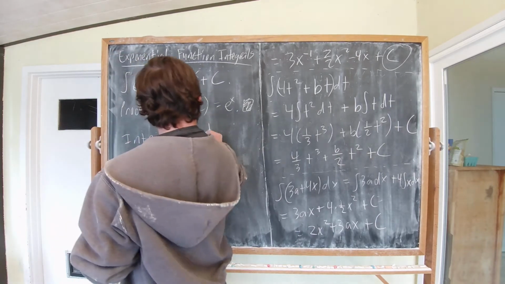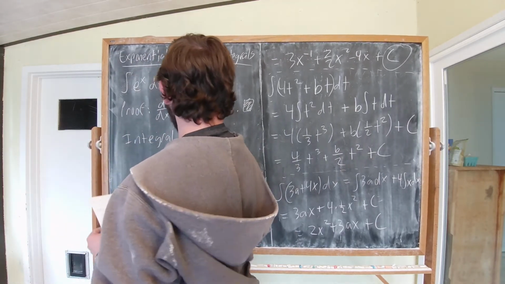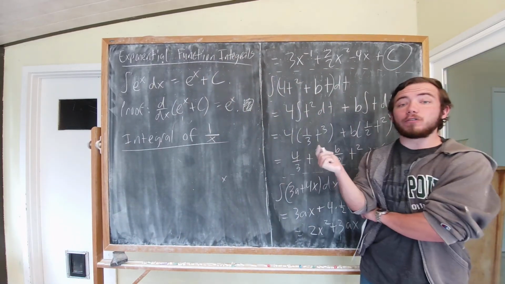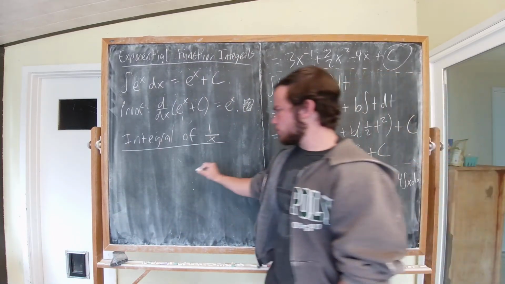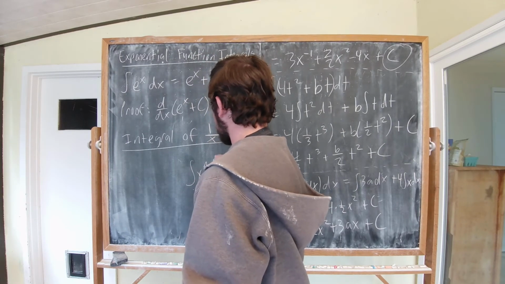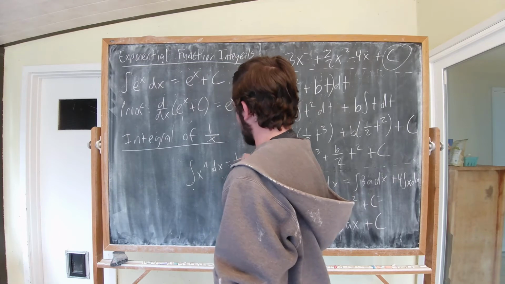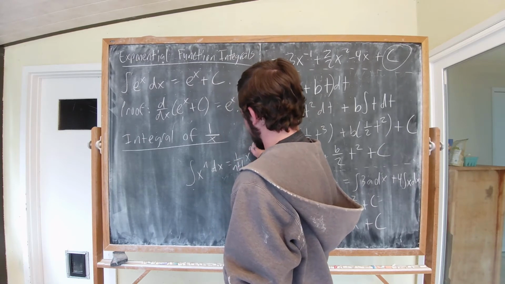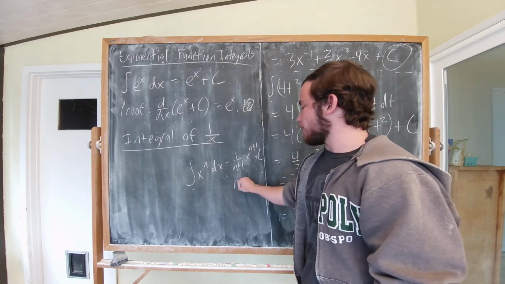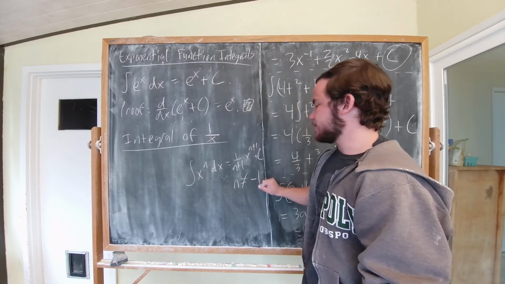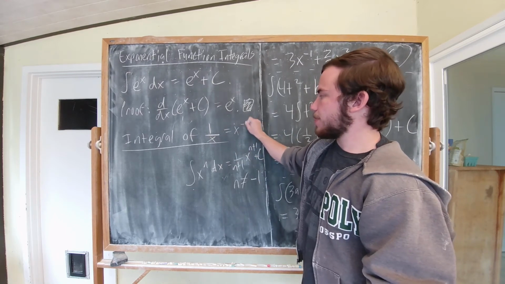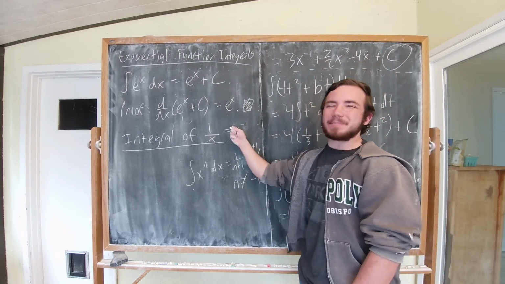Now, we have one other special case for integration that we're going to talk about right now. The integral of 1 over x. Right? We had the power rule, which said integral of x to the n dx is equal to 1 over n plus 1, x to the n plus 1 plus c. And this was true for n not equal to -1. So here's that missing case.